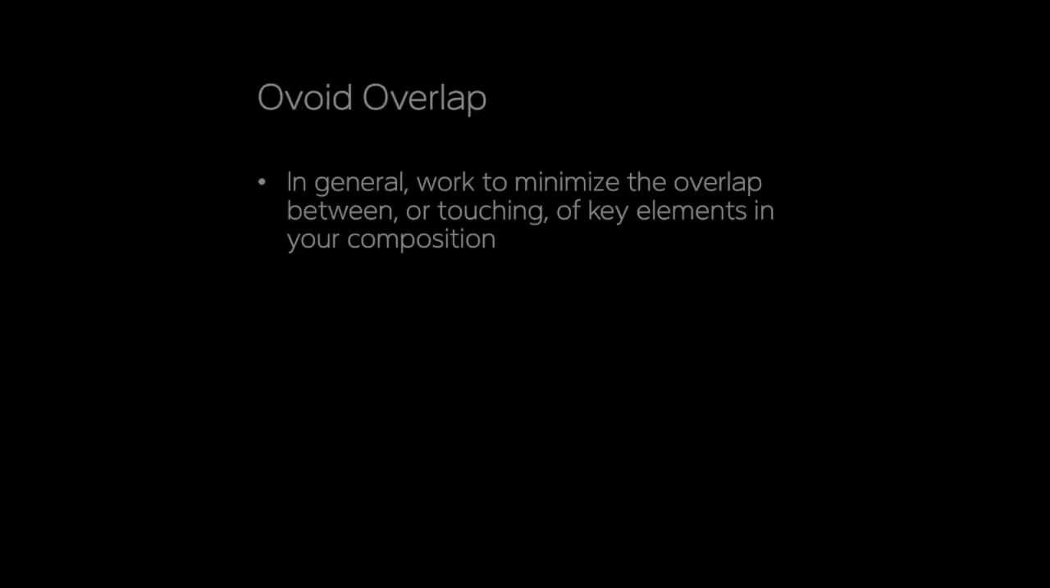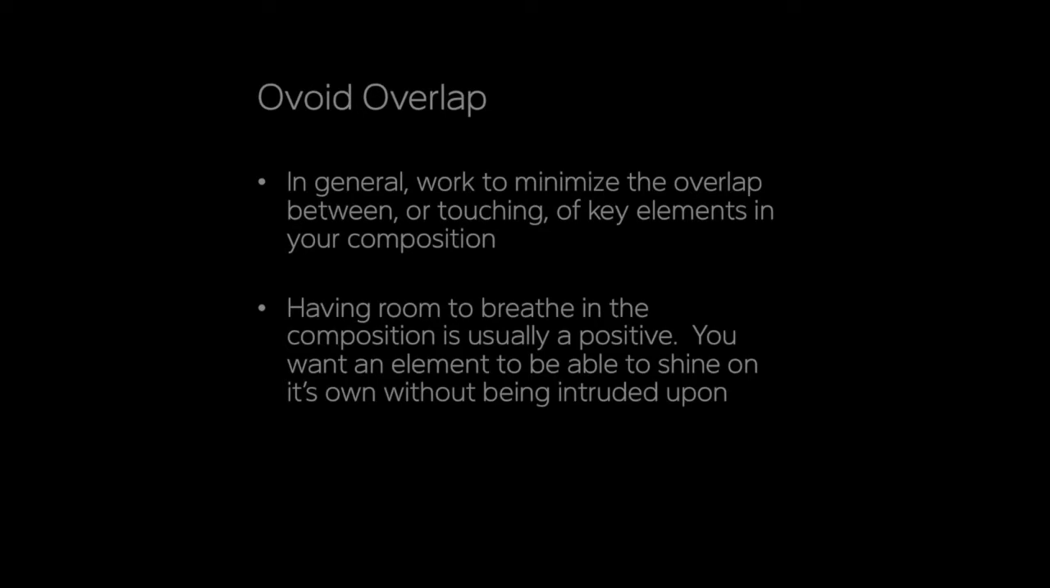So let's talk about overlap real quick. In overlap, really what I'm trying to say here is work to minimize the overlap between or touching of key elements in your composition. Don't have tree trunks crossing. Try to get some space between them. Having room to breathe in the composition is usually a positive. You want an element to be able to shine on its own without being intruded upon. So let's go ahead and take a look at some images.